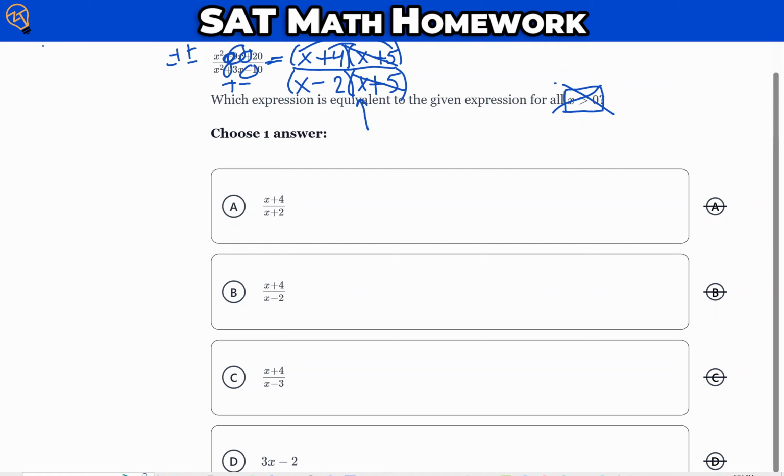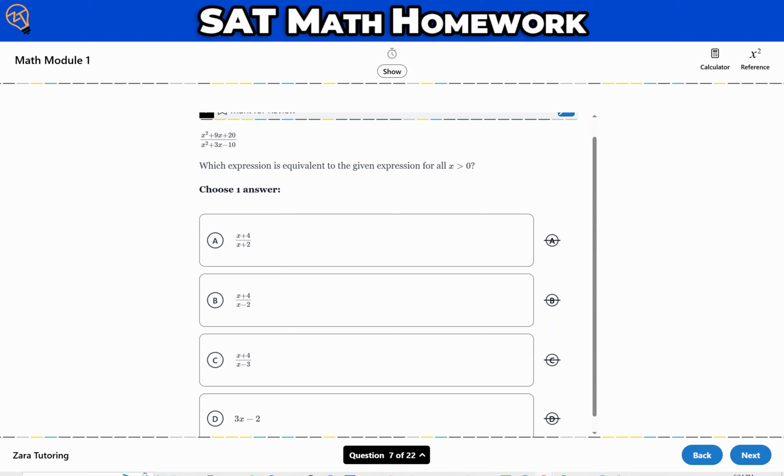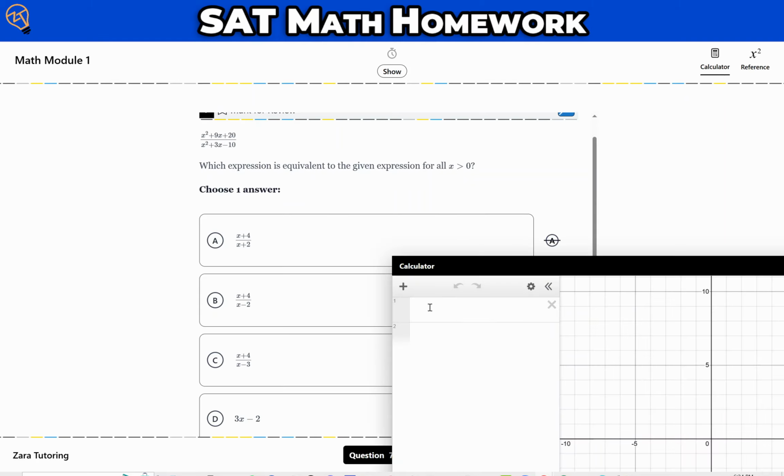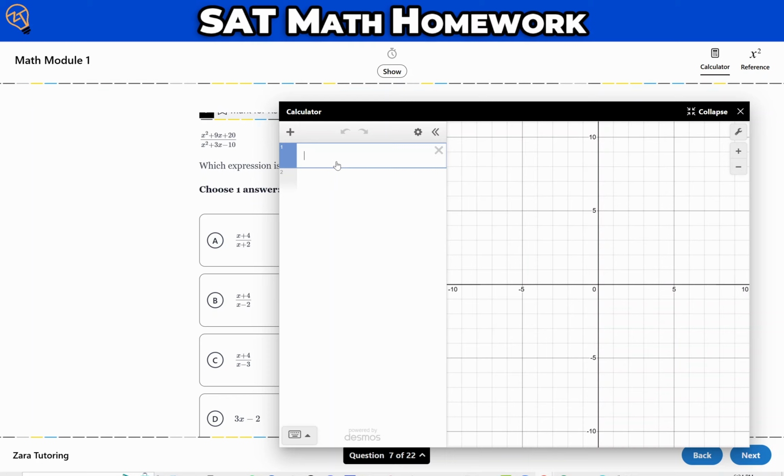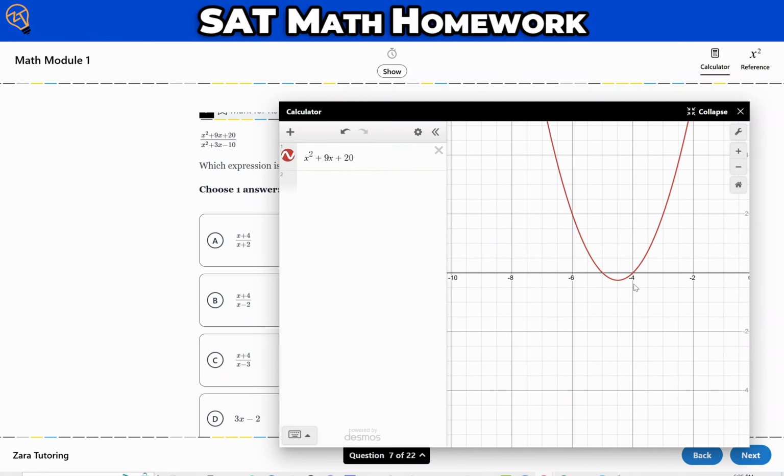Now, if you really have a hard time with factoring and you just kind of freeze up, I do want to show you what you could do with Desmos. That's pretty cool. You can go in, and then we can go ahead and just say, all right, let's work backwards by typing this in. So plus 9x plus 20. And if I find the x-intercepts, which is what you're doing when you're setting it equal to 0, you find negative 5 and negative 4.